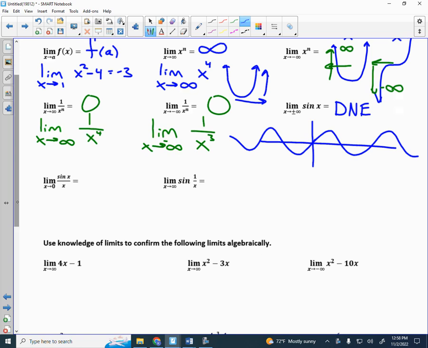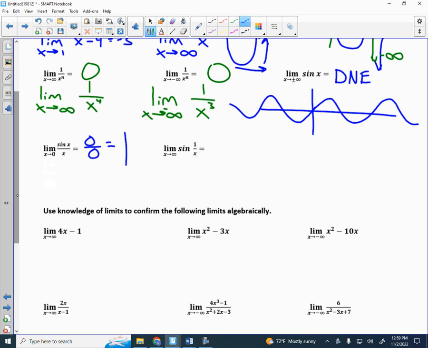What is the sine of 0 if you were to plug in 0? Sine of 0 is 0. And then if you plug in 0 to the bottom, you get, and we recall that if you get 0 over 0, that's what we call an indeterminate value. And you're going to learn later on this week that in this situation, it actually comes out to be 1. And so you're like, okay, it's going to be does not exist or it's going to be 1.